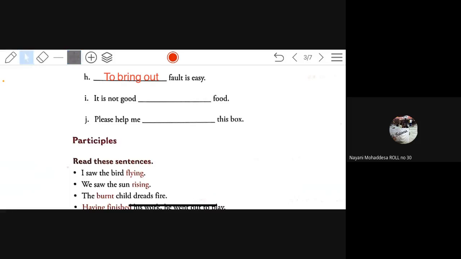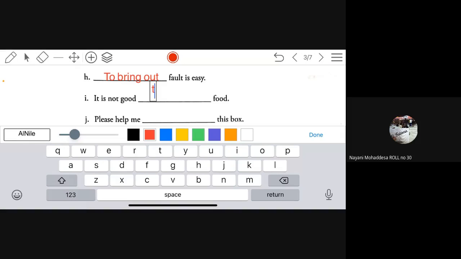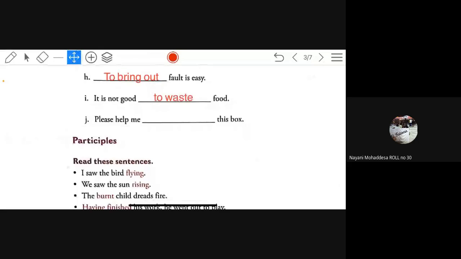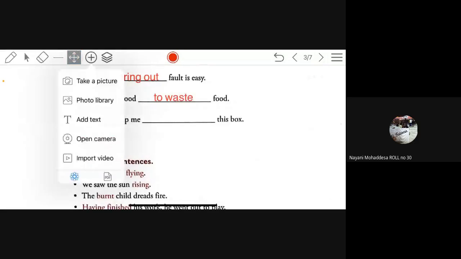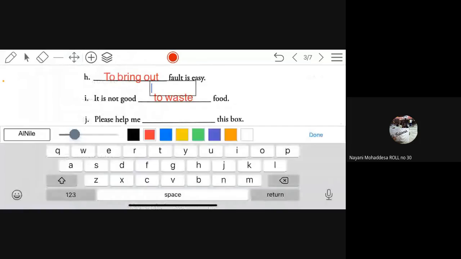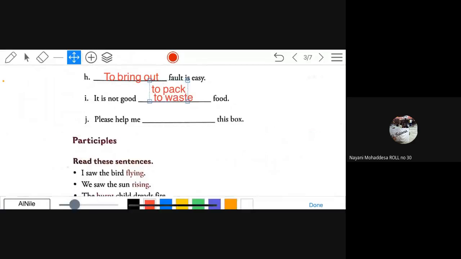Okay, next. It is not good dash food. To waste. Very good. Then please help me dash this box. To pack. Any other answer? To lift. Yes.